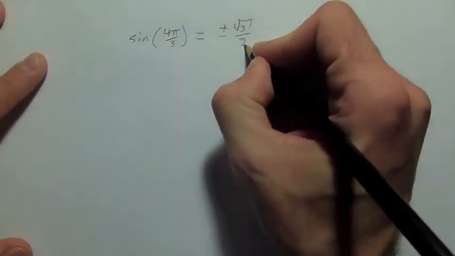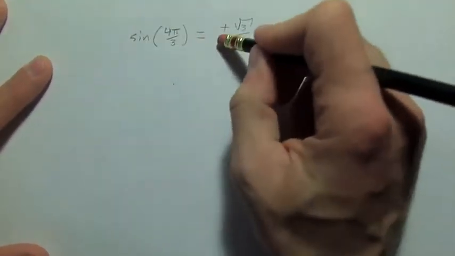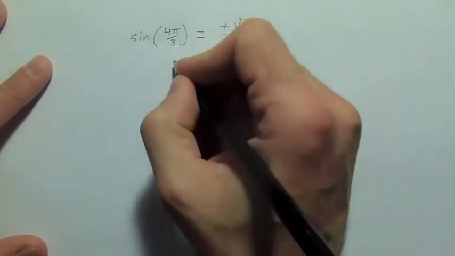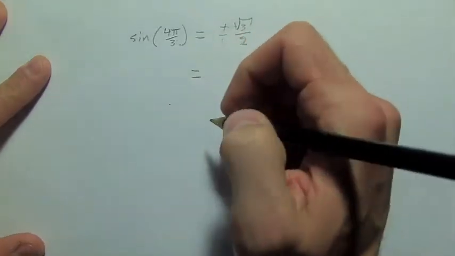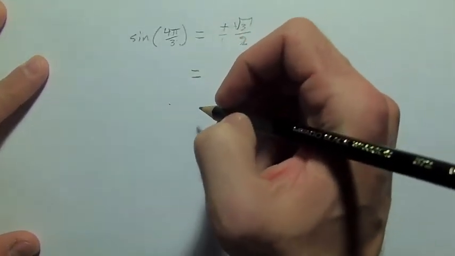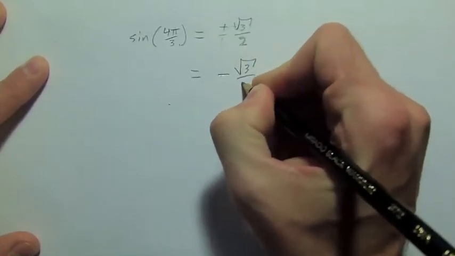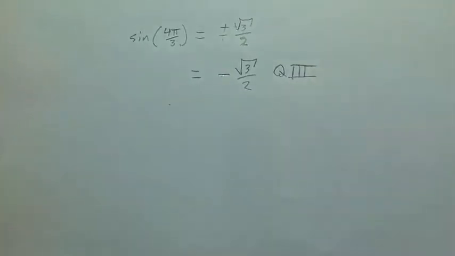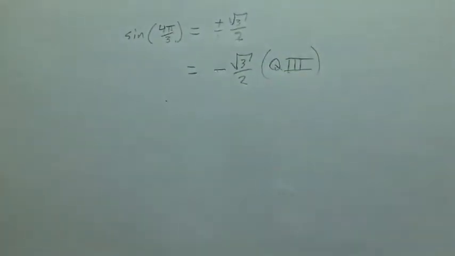And now I need to pick one, right? Which one is it going to be? Well, this is 1 more than the denominator. 1 more than the denominator means Q3. So quadrant 3, both are negative. Right, so this will be negative square root of 3 over 2 because we're in quadrant 3. I always like to do that just to kind of write what's going on.